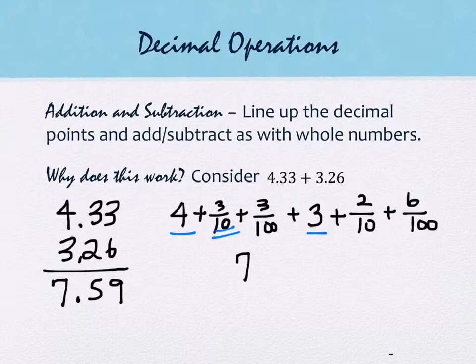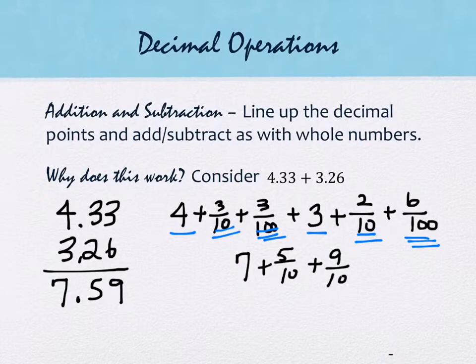And then 3 over 10 plus 2 over 10 would be 5 over 10. And then the last one would be 3 over 100 plus 6 over 100, which would be 9 over 100. So then I have 7 and 59 hundredths.